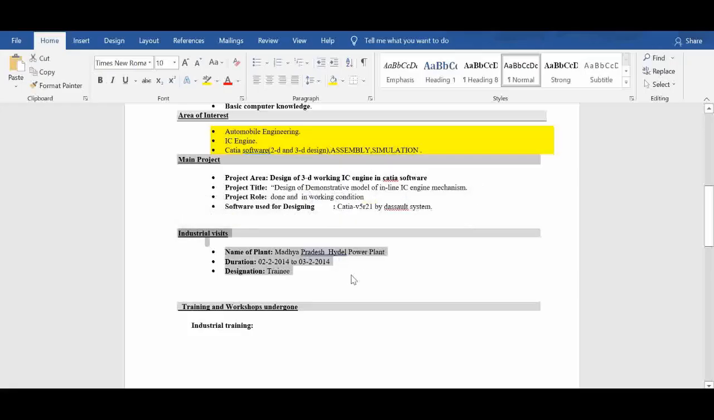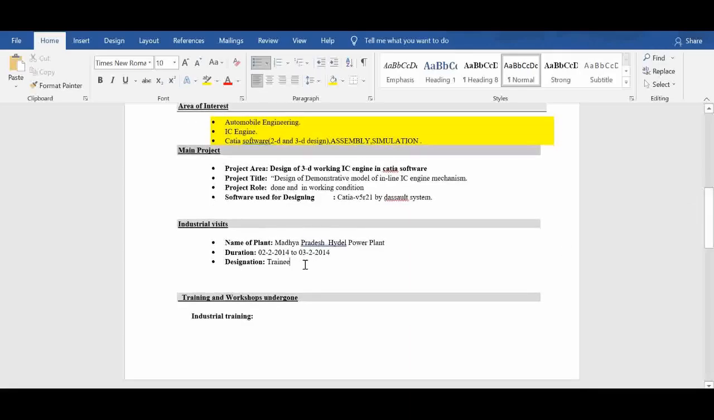It is an industrial visit. He has mentioned the internship, but he has not mentioned what he did in the internship. If he has done an industrial visit, what is the thing he learned? You need to write as a candidate that you observed so and so things in the Madhya Pradesh hydel power plant. I learned this and this process, I engaged with the staff to learn so and so things.